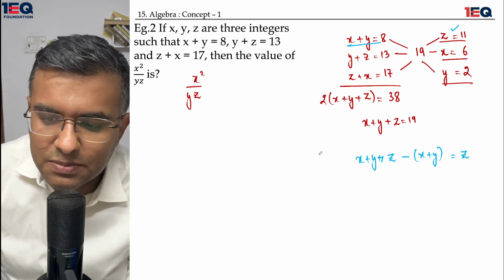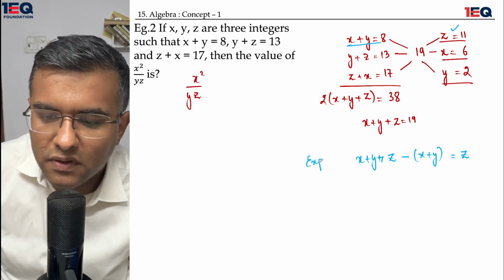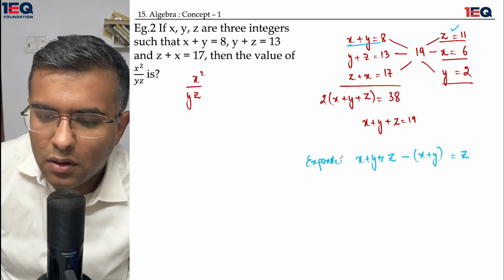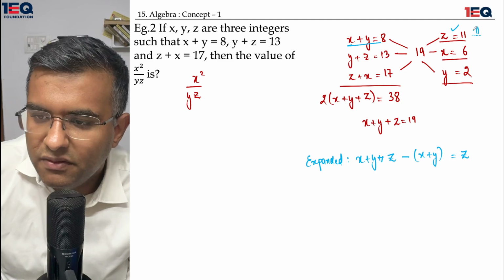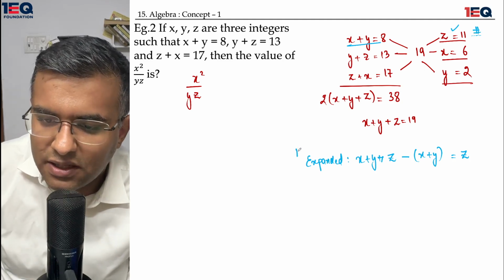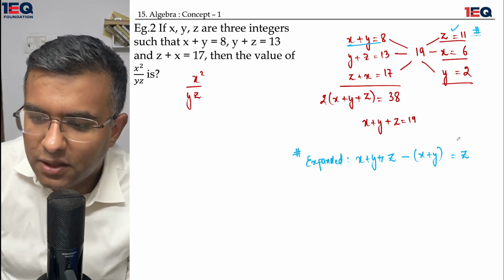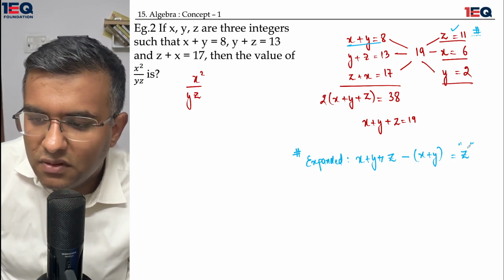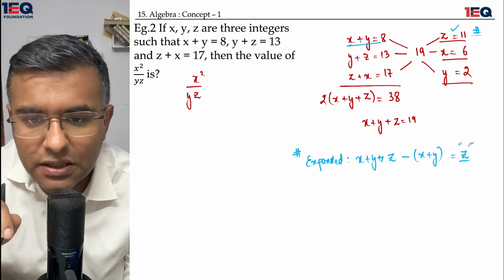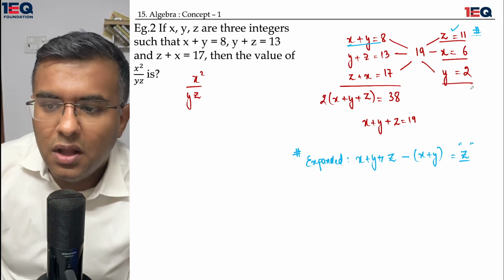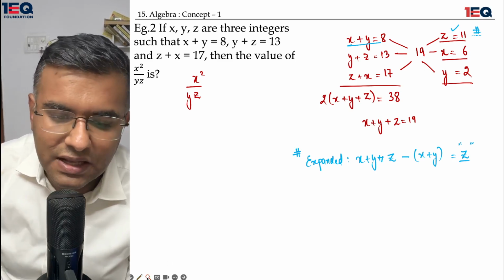Okay, so that is what I have done. This is the expanded form of the operations which I have conducted over here. This is a hash sign and this is a hash sign. So we'll be able to achieve the value of z through the equation which doesn't have z in it. Good enough. Now I have the values of x, y, and z.